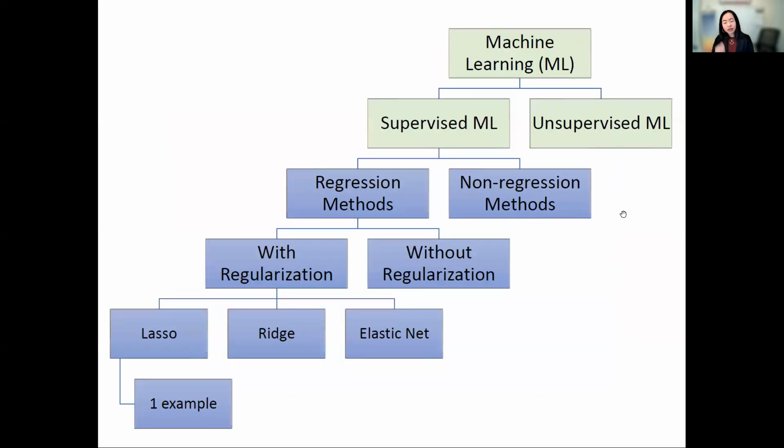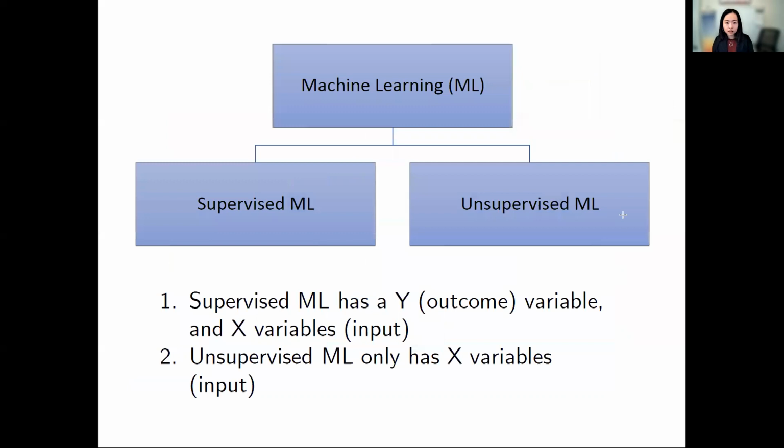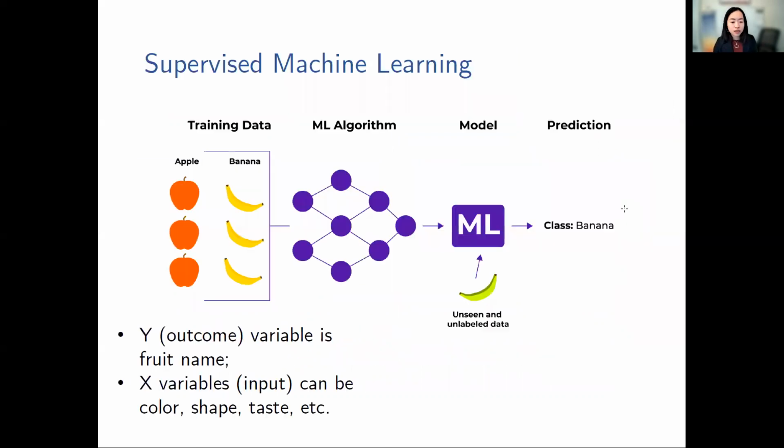So first, machine learning has supervised and unsupervised, and the difference between them is whether there is a Y variable. Supervised machine learning has Y variables and X variables at the same time. Unsupervised machine learning only has X variables. So what does that mean?